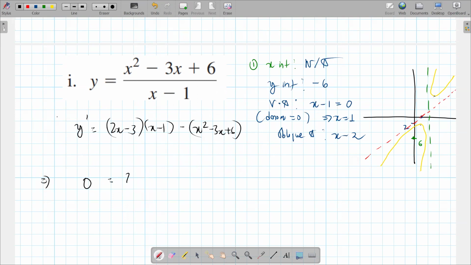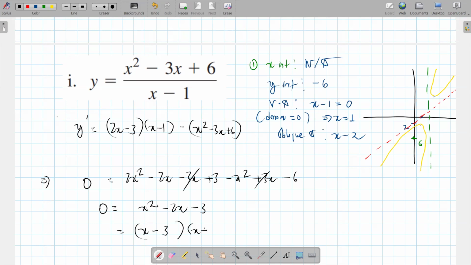Let's open this bracket. 2x squared minus 2x minus 3x plus 3 minus x squared plus 3x minus 6. x squared minus 2x minus 3 is equal to 0. x minus 3, x plus 1. Okay, there we go. I don't know what went wrong. Something went wrong last time. But we do have 2 critical points. One of them is at positive 3. One of them is at negative 1. Cool?